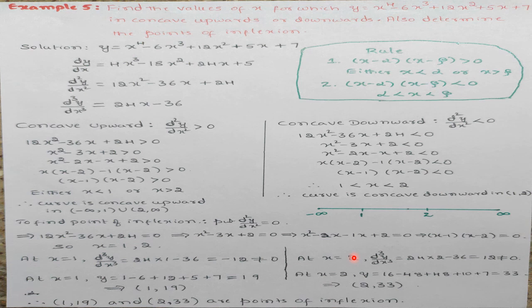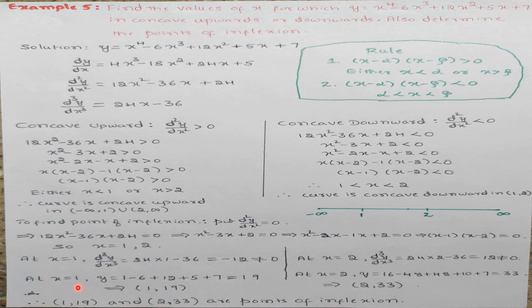Okay. Therefore, x = 1 and x = 2 are the points of inflection, the points at which the curve is changing over from convex to concave. If you want to locate the exact location, the coordinates of these 2 points, then substitute x = 1 and x = 2 in the original equation. So our original equation is what? y = x⁴ − 6x³ + 12x² + 5x + 7.